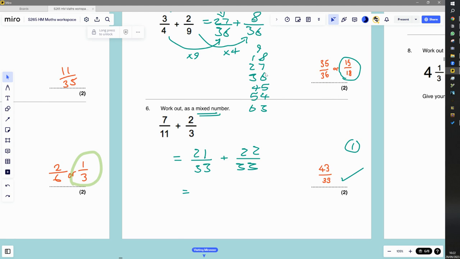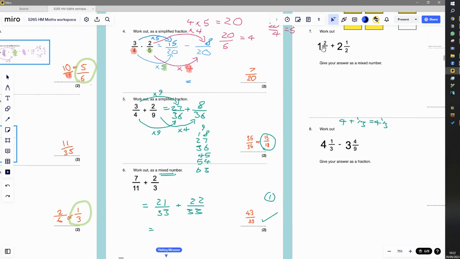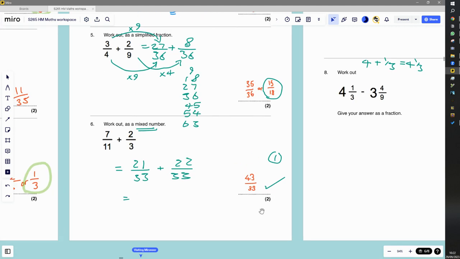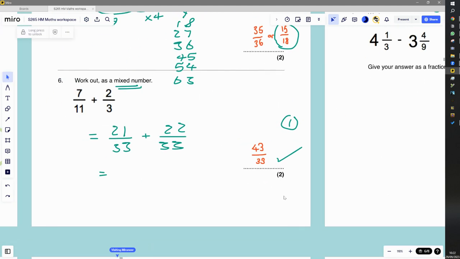Now, a mixed number is something like this: 1 and 2 fifths, 2 and a half, 4 and a third, whatever. Essentially, if the number is greater than 1, then we can write it as a mixed number. We can't write it as a mixed number if it's not greater than 1. We know it's greater than 1 if the numerator is larger than the denominator, because if it was exactly the same as the denominator, like 33 over 33, for example, that would be 1. We know that 33 divided by 33 is 1.